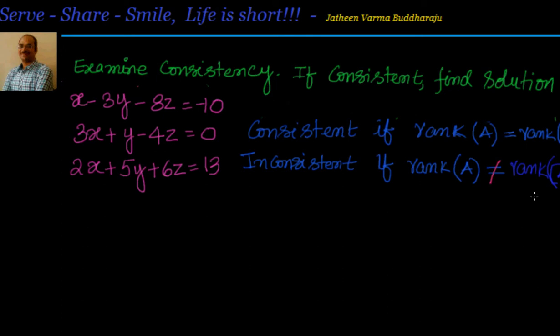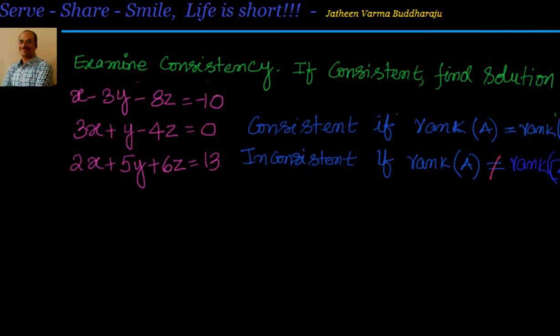We are solving examples related to consistency of non-homogeneous simultaneous equations, and we know how to find out. We have been given three equations. If the augmented matrix rank is equal to the rank of the coefficient matrix, then the equations are consistent. In that case, if we find that both the ranks are equal to 3, then they have a unique solution which we can identify. Otherwise, they have infinite solutions.